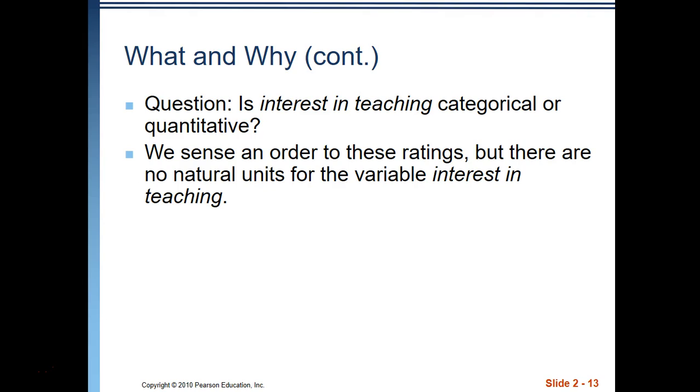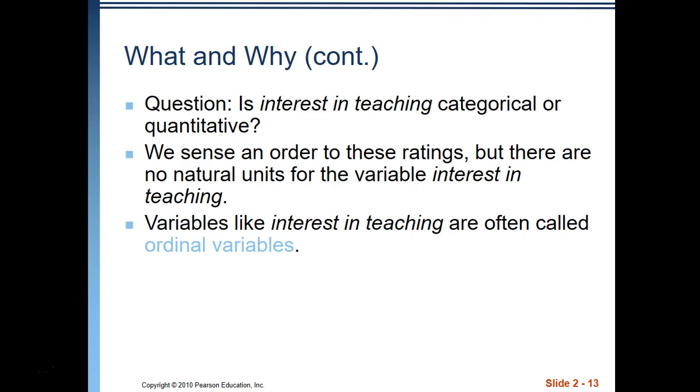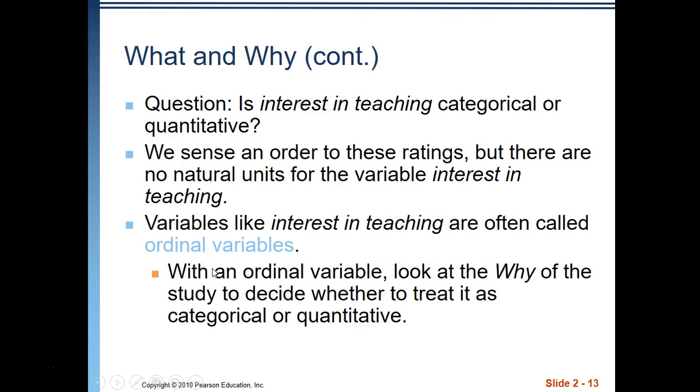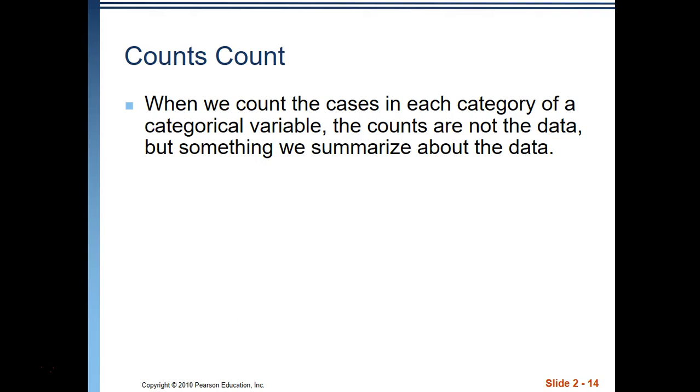There's no natural units of interest, right? Variables like interest in teaching are ordinal variables. I can rate it, I can give it some kind of order, but I can't really do anything with it. It's still just a category. With ordinal variables, we look at the why of the study to decide whether to treat it as categorical or quantitative. The why will tell us, should it be quantities that I'm looking at, or should it be more of a category, right? Counts.